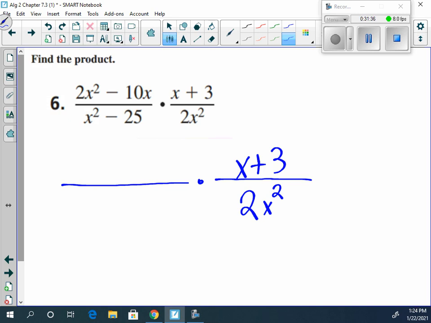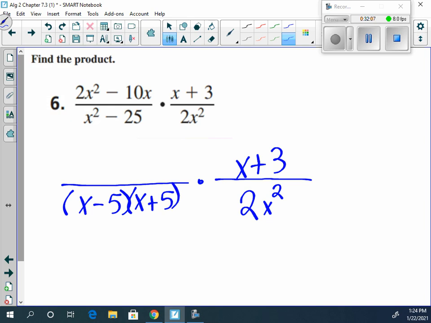Well, this one here is kind of nice. The x plus 3 is already as simplified as it gets. The 2x squared, that's as simplified as it gets. So 2 of these here, we don't have to do anything with. Well, hey, they gave us x squared minus 25, yes? That's not too bad to factor, is it? Because that's going to be what? x minus 5 times x plus 5.